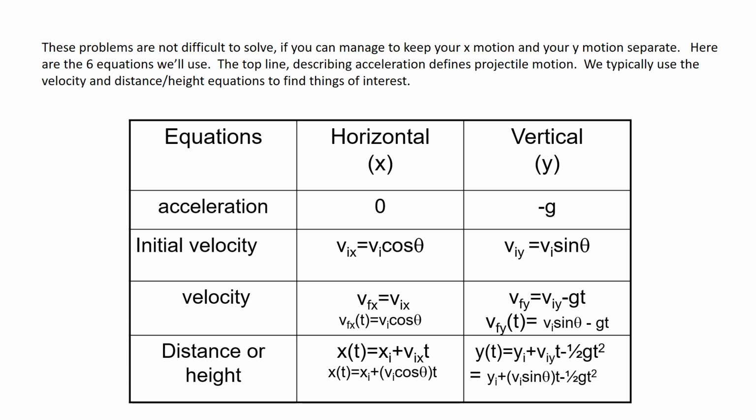The x distance, x of t, is equal to x initial plus vi cosine theta times t. Notice that that's linear because we have no acceleration. And usually the x sub i would be 0. Similarly with the y sub i, for the y final, I've got y sub i plus vi sine theta t minus 1/2 gt squared. This is quadratic. It will be curvy.